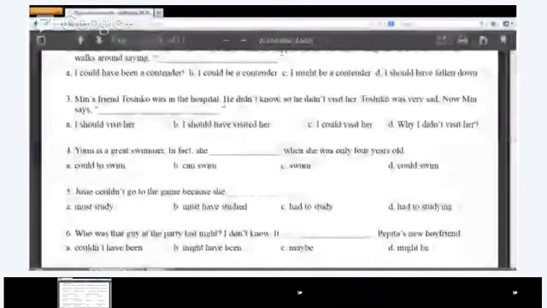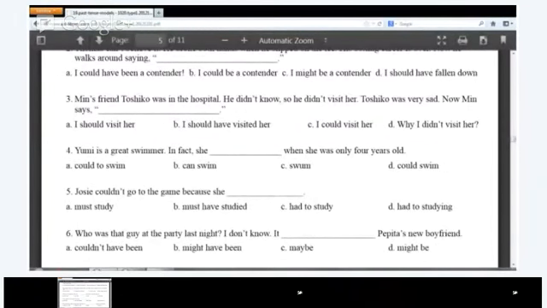Dina, let me have you do those, please. Okay. Man's friend, Toshiku, was in the hospital. He didn't know, so he didn't visit her.